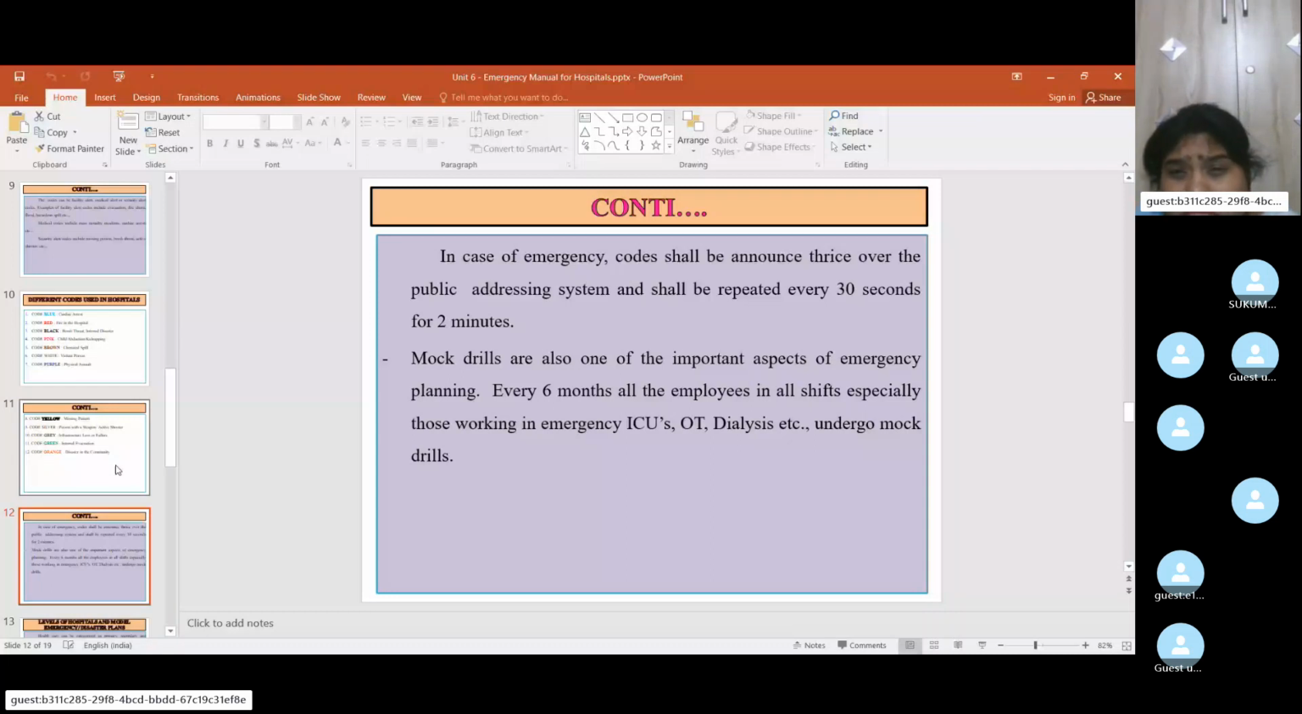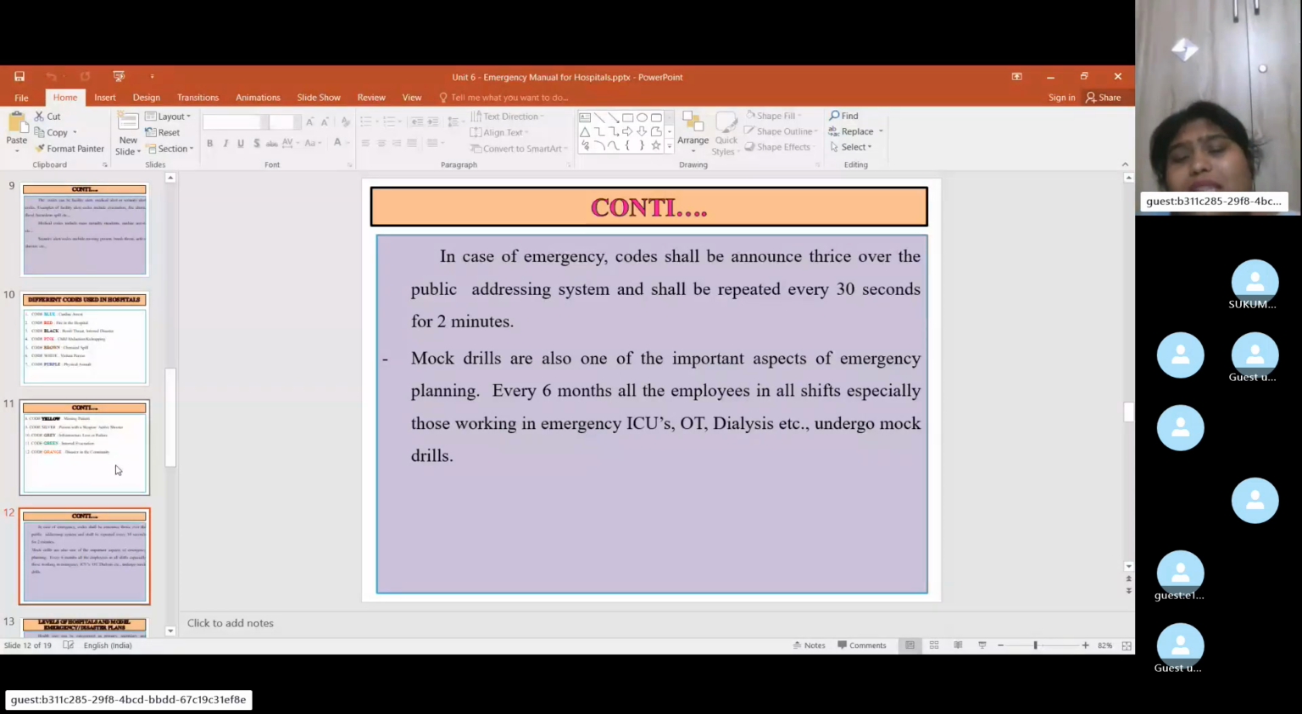In case of emergency, a code shall be announced thrice over the public addressing system and shall be repeated every 30 seconds for 2 minutes. So whenever a code is activated, it should be announced thrice. For example, code red, three times over the telephone or in the ward, wherever it is. The person has to announce it three times, and they have to repeat it for 2 minutes every 30 seconds.